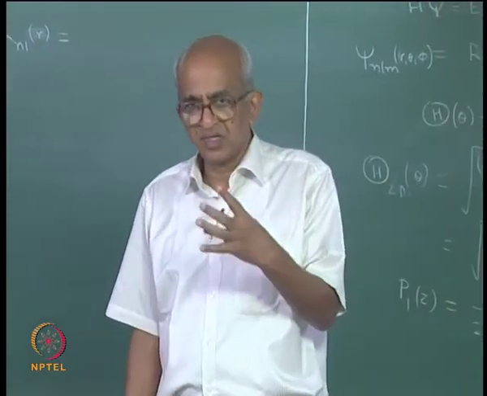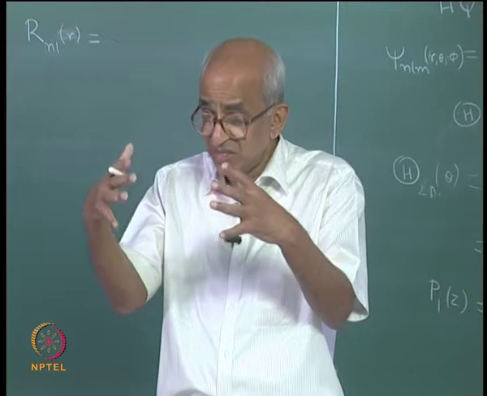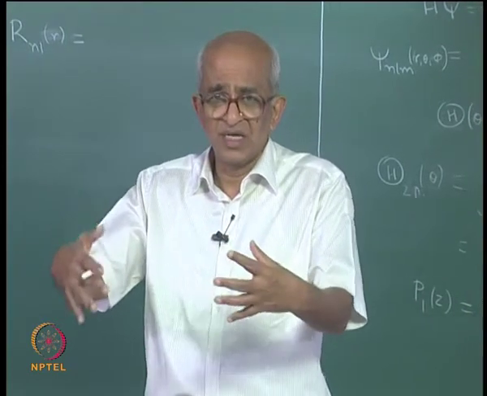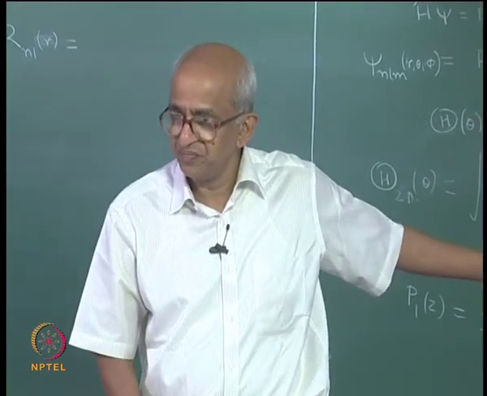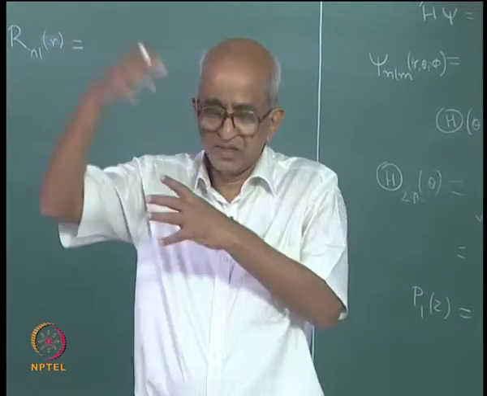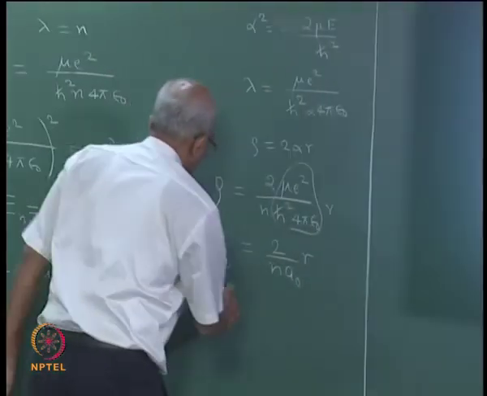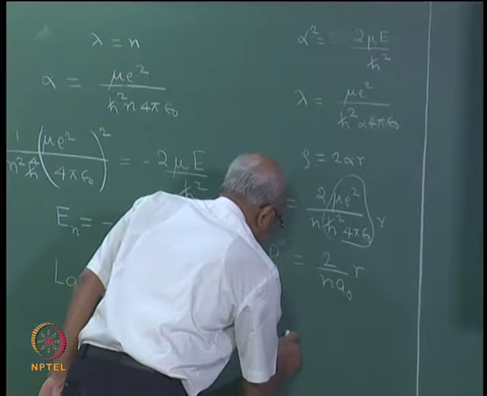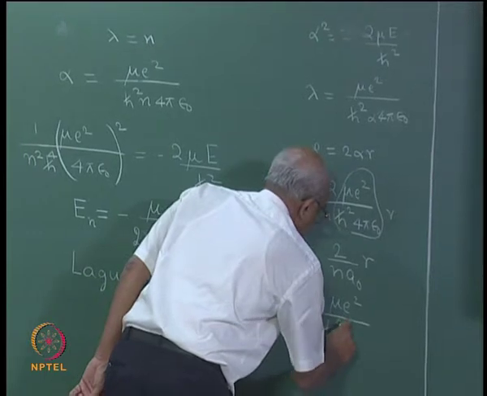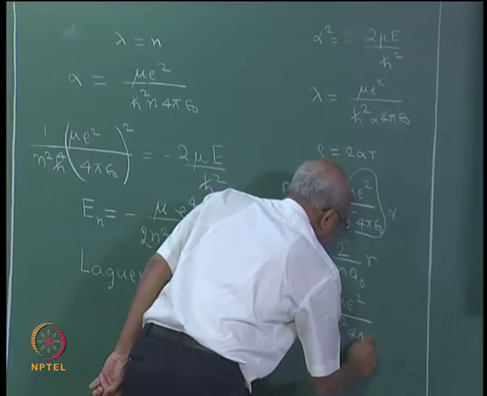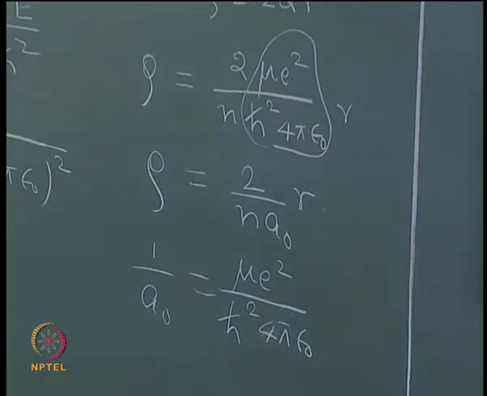Remember the Bohr theory. In the Bohr theory, you are saying that the electron follows a circular orbit, and there is this first Bohr orbit with the quantum number n equal to 1, and that has a specific radius. If you remember, that radius is nothing but this A0. What is the definition of A0? A0 is defined by this equation, 1 by A0 is equal to mu e square divided by h cross square 4 pi epsilon 0. So, if you define A0 to be this, then it is just the radius of the first Bohr orbit.